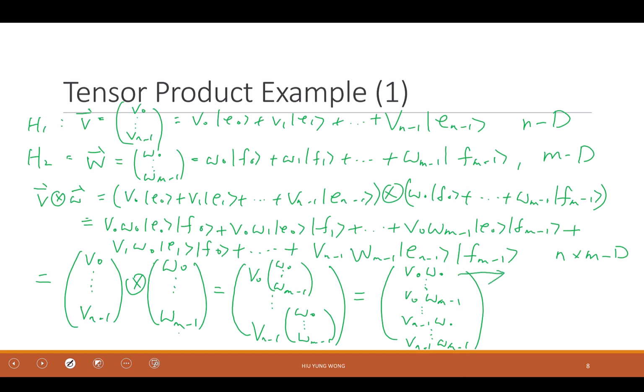This one refers to which basis? E0, F0, right? This one refers to E0, F, m minus 1. Yeah, the last one, yeah. And this one is, what is this? Say it. E, n minus 1, F, m minus 1. Right?